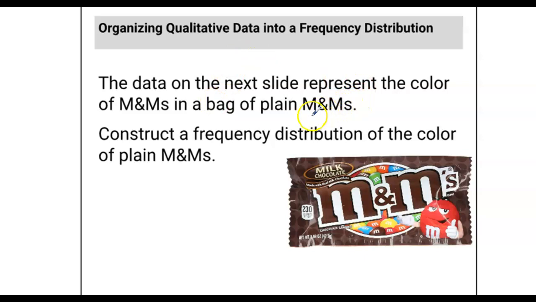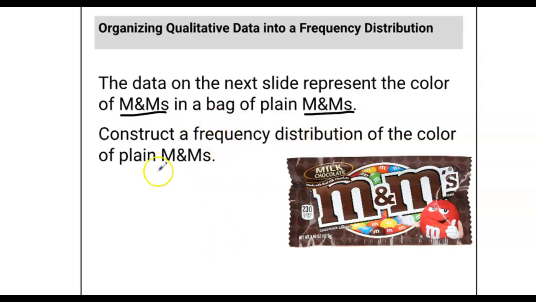In the next slide, I'm giving you a bunch of data about the color of M&Ms in a bag of plain M&Ms. Now, this video is in no way sponsored by the M&Ms company or any affiliated company. So if you are a copyright holder for M&Ms, please go ahead and just ignore this for a moment.